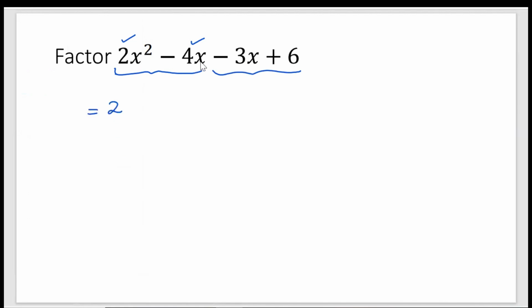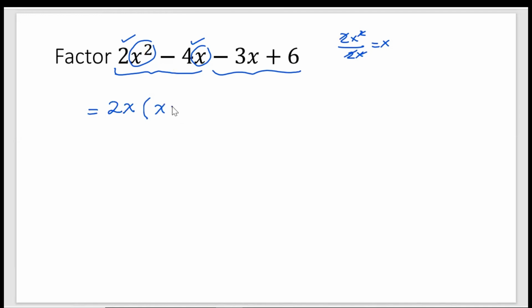And x squared and x have a common factor of x. So we factor out 2x. And we divide the first term, 2x squared, by 2x. So the 2's cancel out, x squared over x will be x. So in place of the first term, we will put x inside the parentheses.